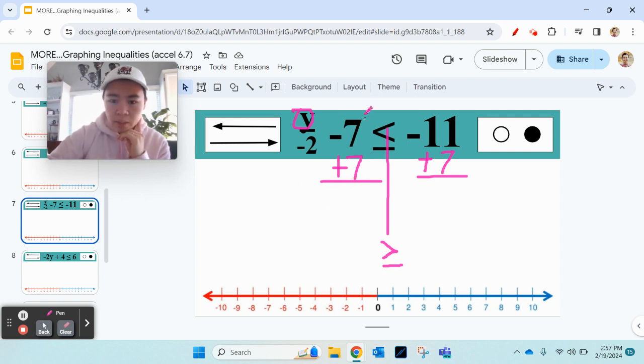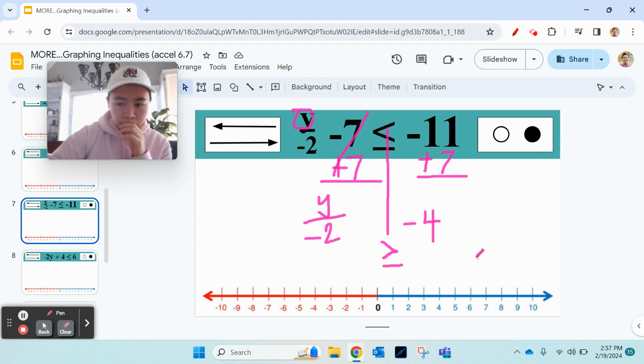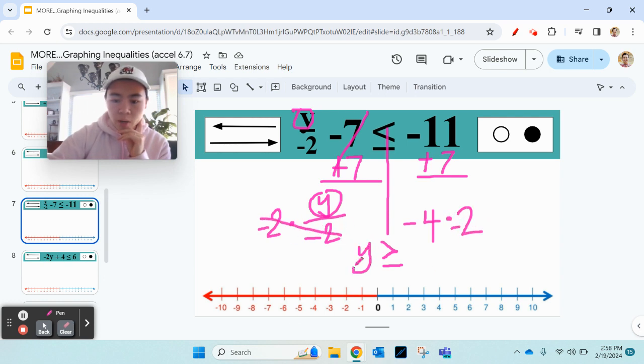-7 plus 7 is 0, so I'm going to get rid of that. I'm going to drop down this y over -2. -11 plus 7 is -4. Okay. One more step. This is y divided by -2, so I'm going to multiply times -2. That's 1. So we're left with y is greater than or equal to -4 times -2 is a +8.